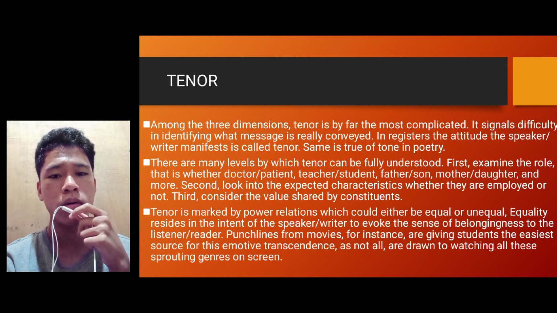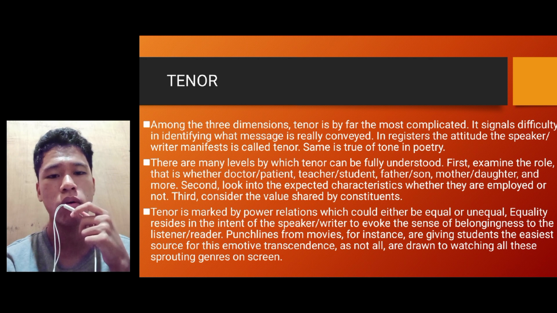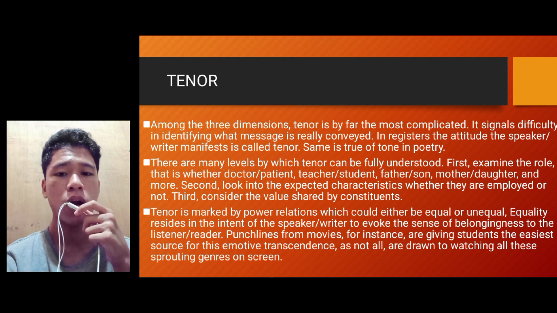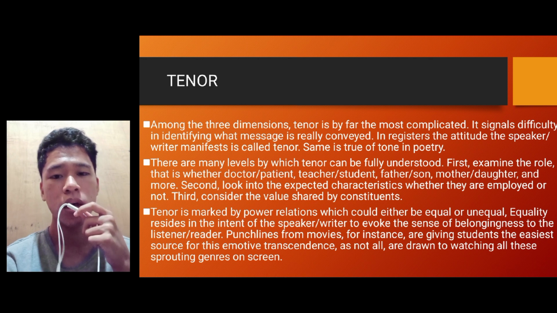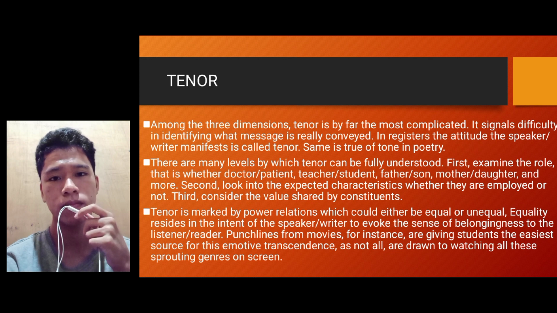Tenor is marked by power relations, which could either be equal or unequal. Equality resides in the intent of the speaker or writer to invoke a sense of belongingness in the listener or reader. Punchlines from movies, for instance, give students the easiest source for this emotive transcendence, as not all are drawn to watching all these sprouting genres on screen. For example, "With great power comes great responsibility" in Spider-Man.